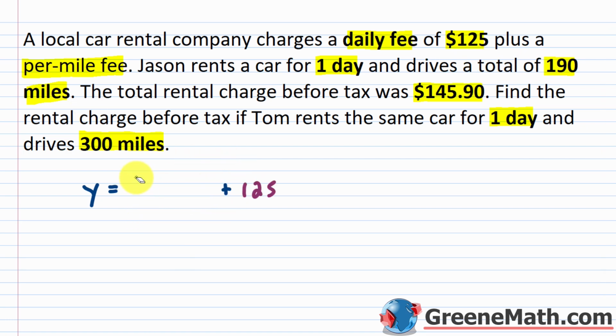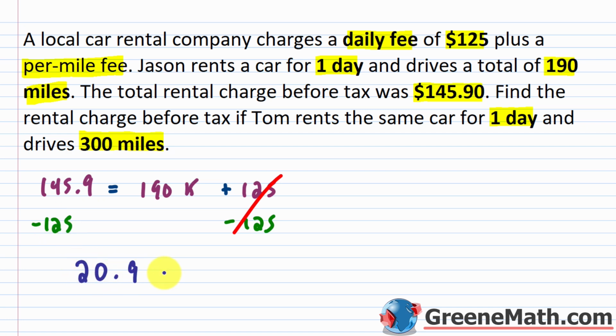Let me move this down. Let me put this as 190 times k. And then your y, the total rental charge before tax, is going to be 145.9. You can put 0.90 if you want, I'm just going to put 0.9. Essentially, we know how to solve a linear equation in one variable. It's very simple. We're going to subtract 125 away from each side of the equation. So let's go ahead and cancel this, and we're going to say 145.9 minus 125. That's going to be 20.9. And this equals 190k.